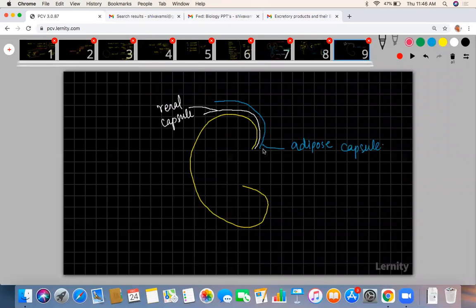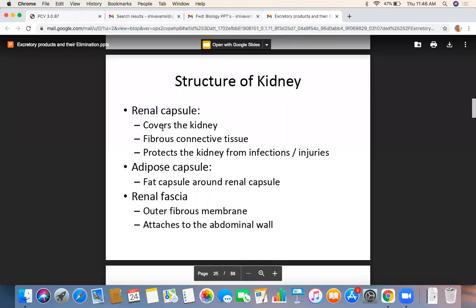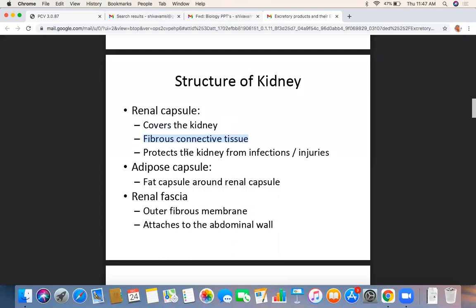And outside all these things comes your renal fascia. So this is the covering. It is attaching to the abdominal wall. This is the region where it is getting attached to the abdominal wall. So you have the renal capsule, which will cover the kidney. What is it made up of? It is fibrous connective tissue. And then it will protect the kidney from infections and injuries.